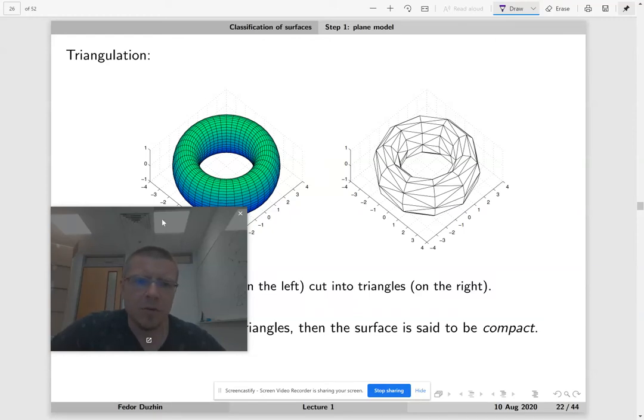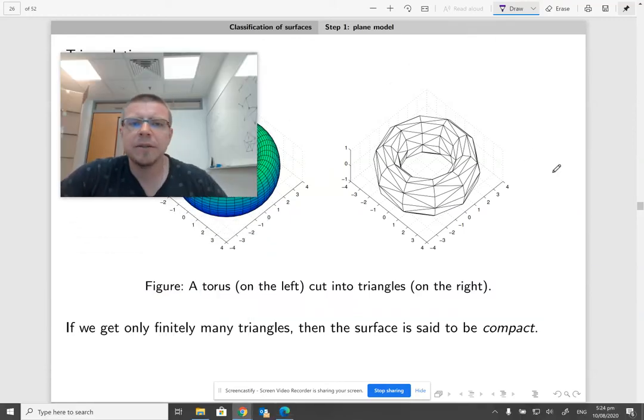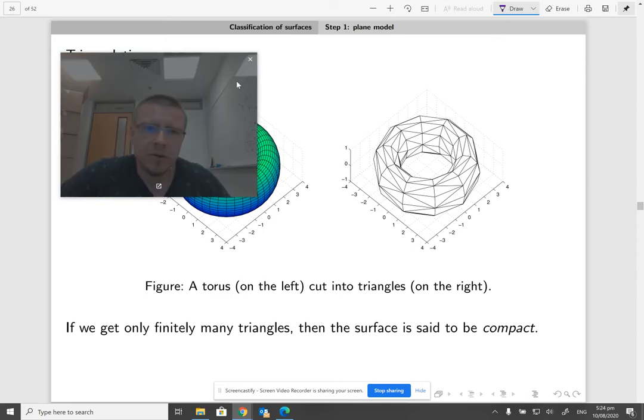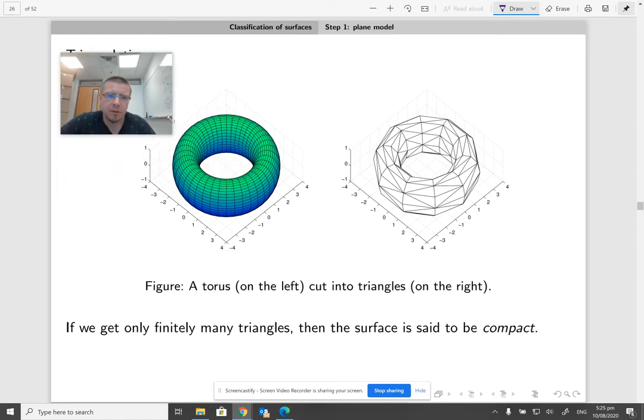All right. In order to understand the first step of the classification theorem of compact surfaces, we need to know what a triangulation is, right? So here is an example. A torus is kind of cut into little triangles, right?